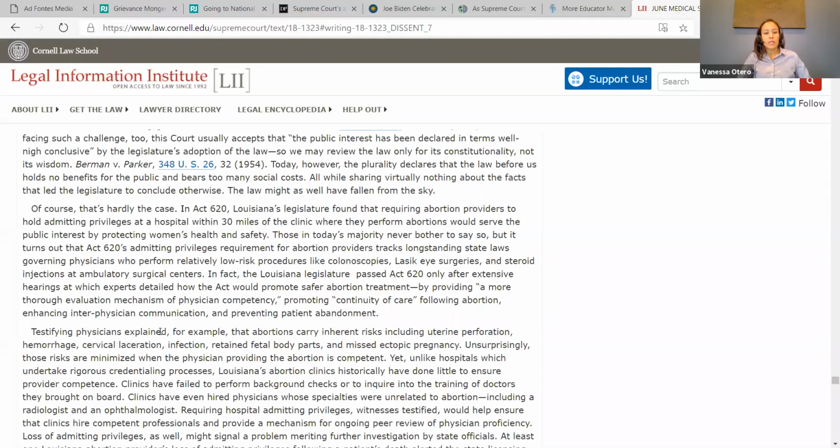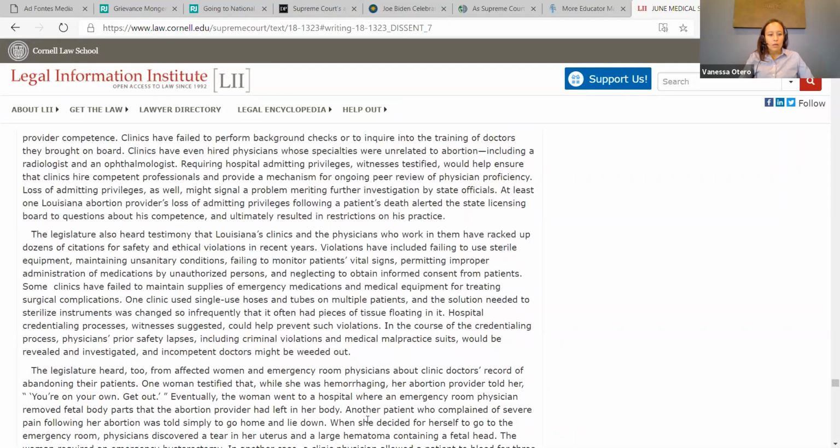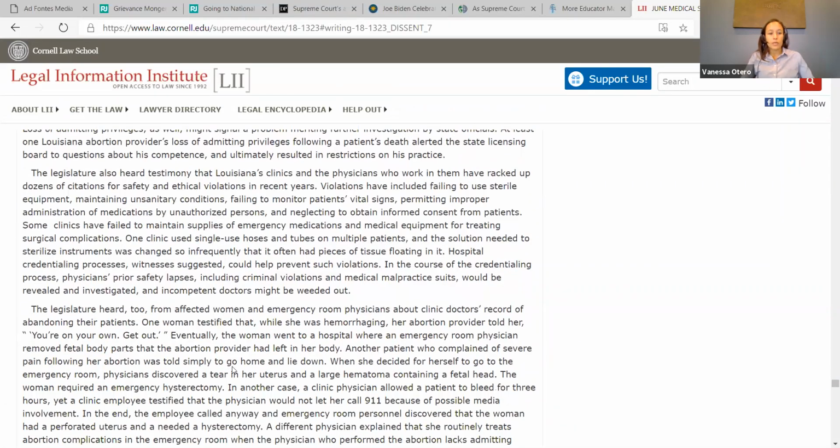retained fetal body parts, and ectopic pregnancy. Unsurprisingly, those risks are minimized when the physician providing the abortion is competent. The legislature heard too from affected women and emergency room physicians about clinic doctors' record of abandoning their patients.